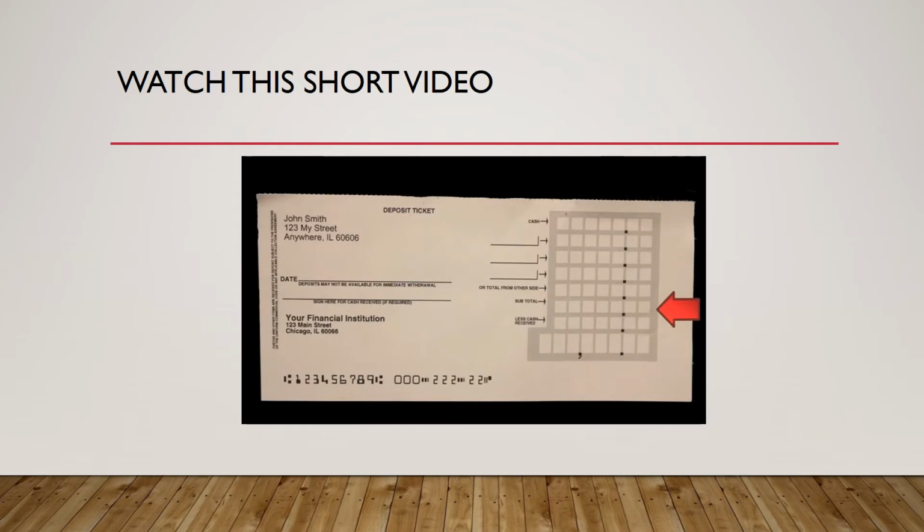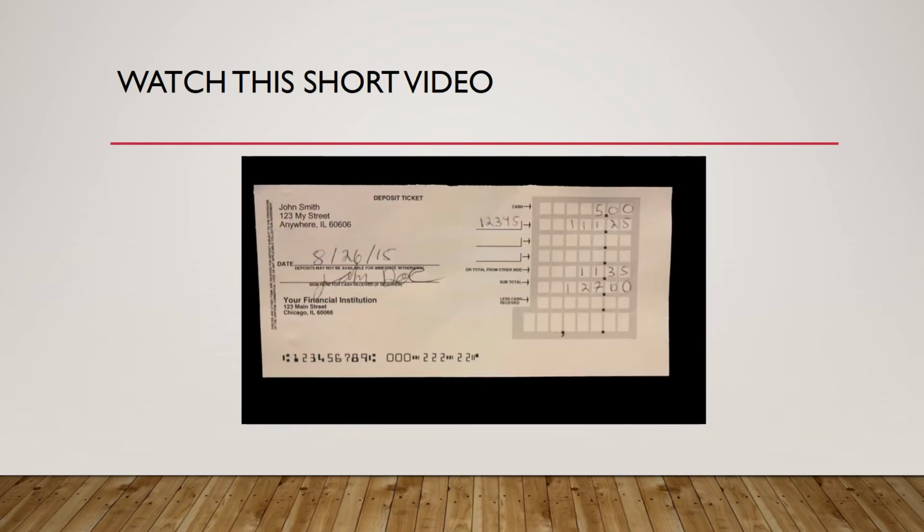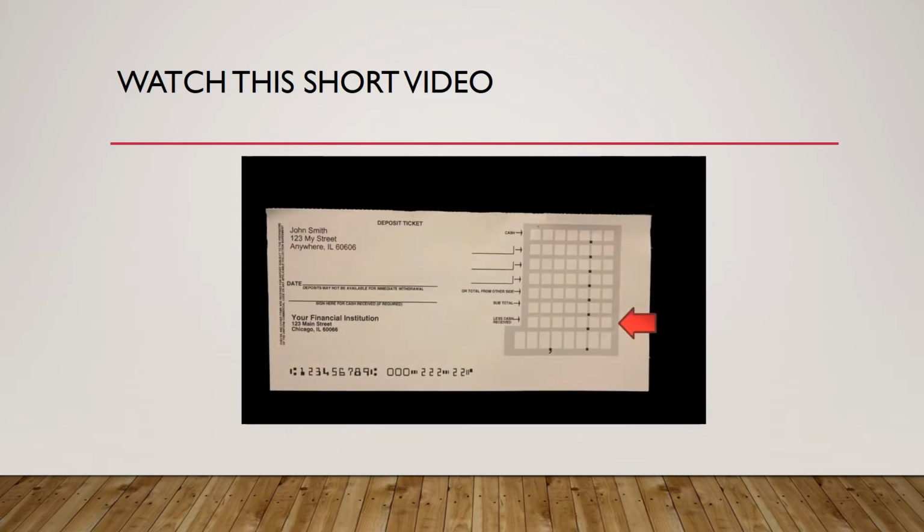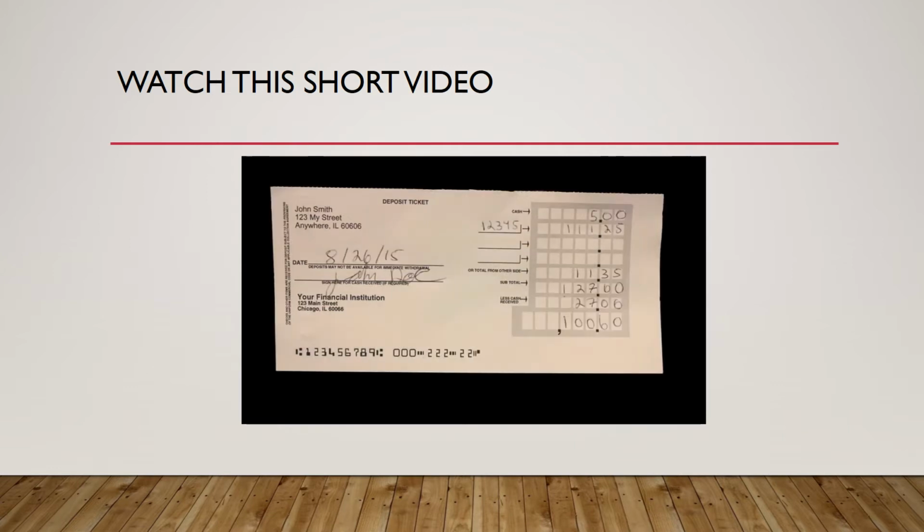Step 6. The next line says subtotal. This is where you add up all the cash and checks that you have listed. Step 7. Check out the next line and notice it says less cash received. This spot is reserved for the amount of money you would like to get back from the deposit. Step 8. Now you just subtract the less cash received line from the subtotal line to get the total for your net deposit.